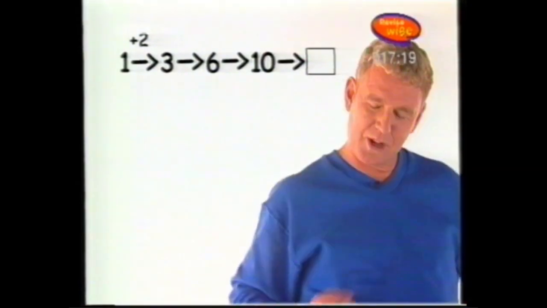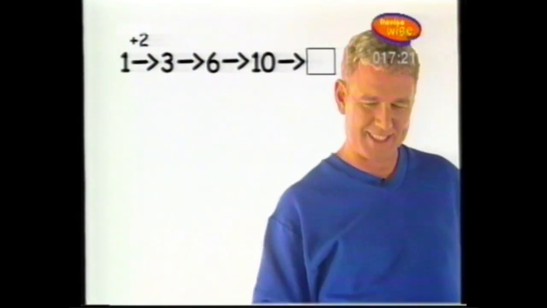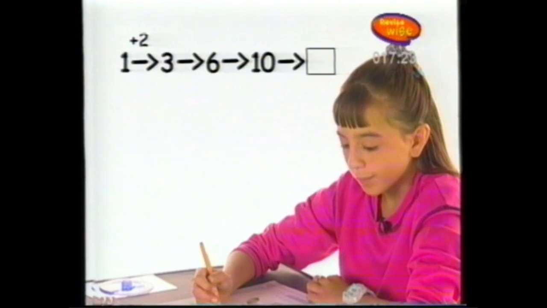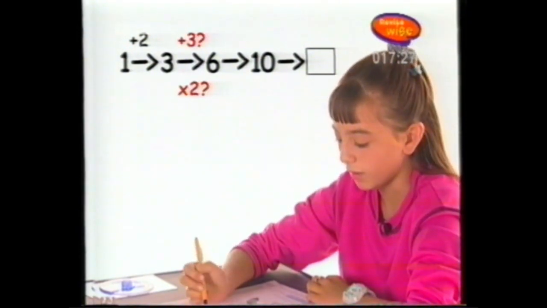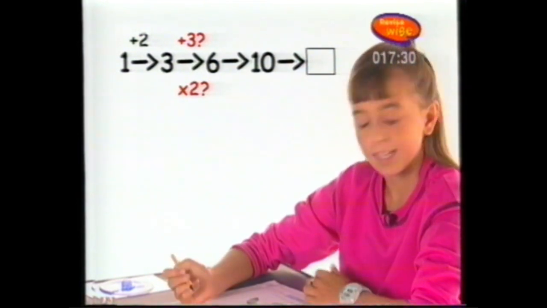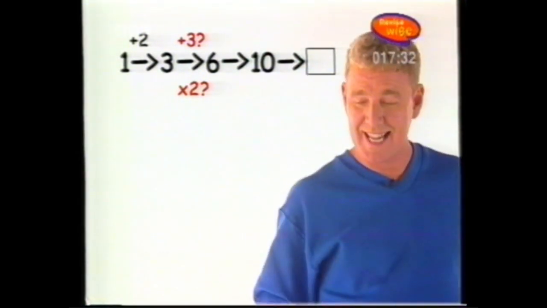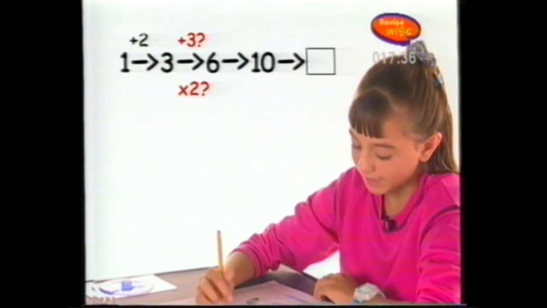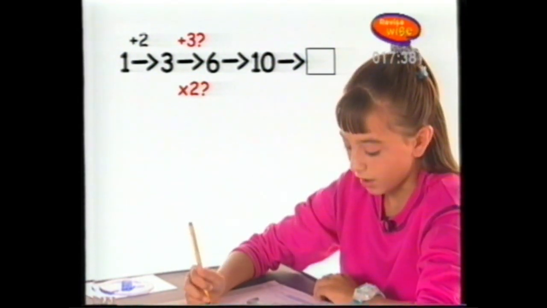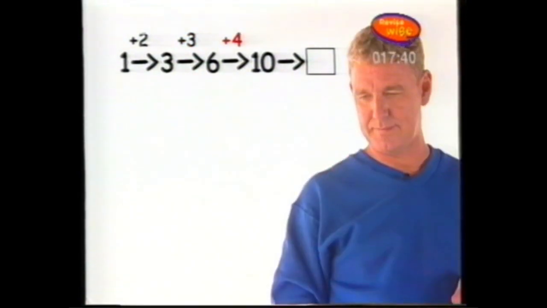But what else can it be? Well, don't give up. What is the next step? From 3 to 6 is either times 2 or add 3. So that doesn't give me a rule either. Well, then try the next step. That might settle it. OK, to get from 6 to 10, I add 4.